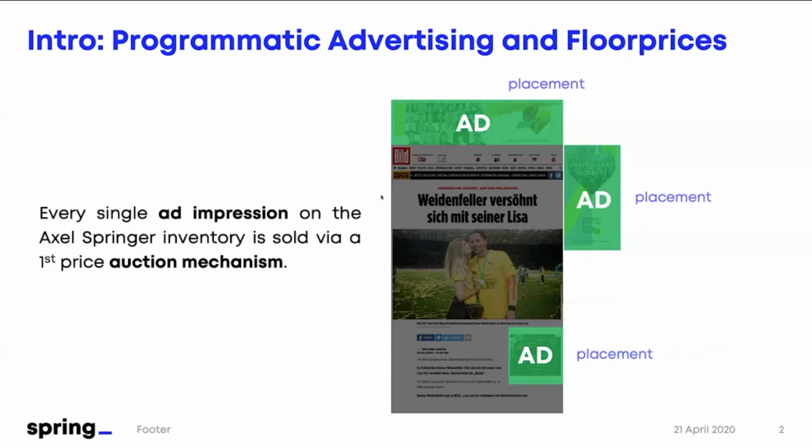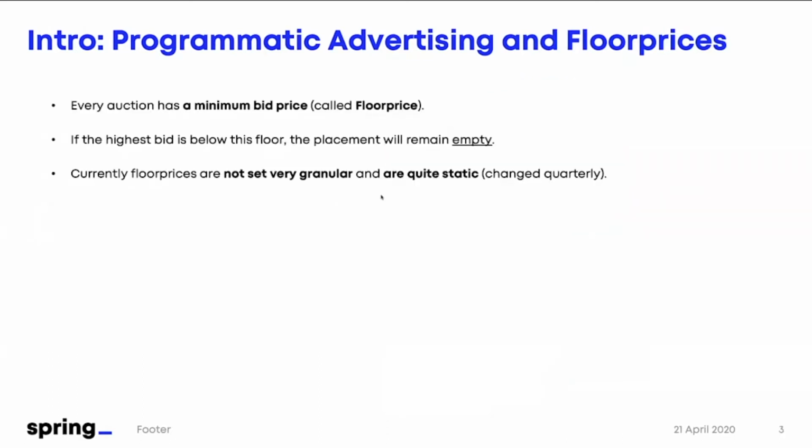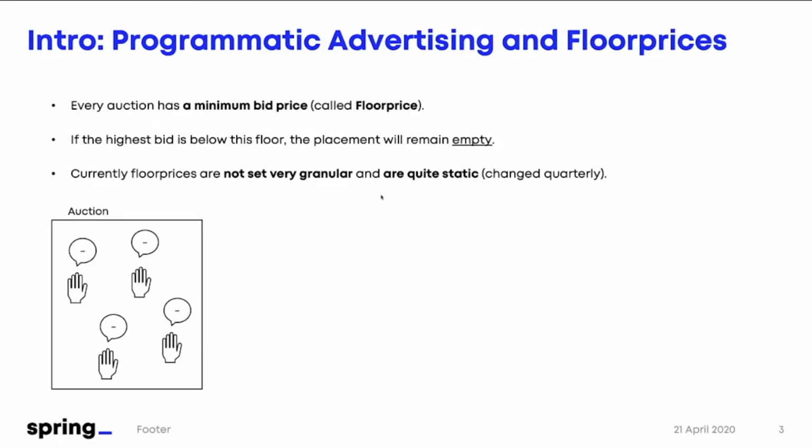So how do we sell placements at Axel Springer? Basically every time a user loads a web page like the one you saw before, for each of the 3 placements, there's an auction that runs. In these auctions, different buyers will bid to win this specific placement. So they will basically bid the price they are willing to pay to show their ads.